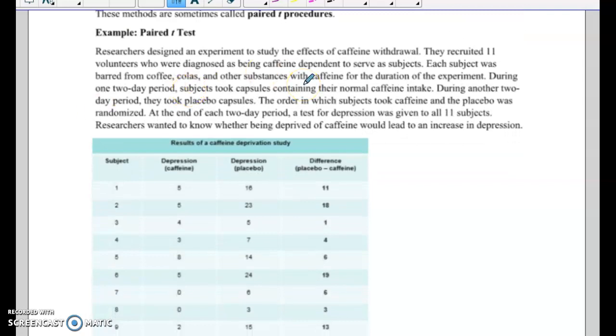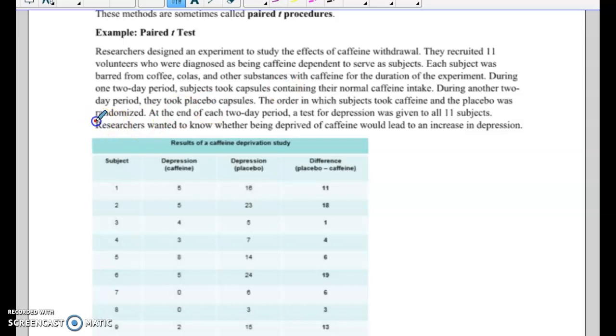Researchers designed an experiment to study the effects of caffeine withdrawal. They recruited 11 volunteers who were diagnosed as being caffeine dependent. Each subject was barred from coffee, colas, and other substances with caffeine. During a 2-day period, subjects took capsules containing their normal caffeine intake. During another 2-day period, they took a placebo. The order in which the subjects took caffeine and the placebo was randomized.